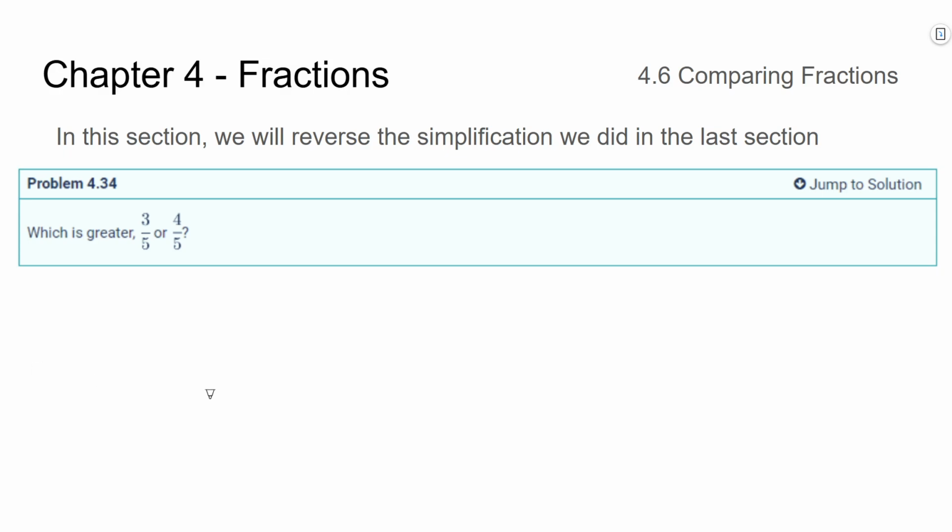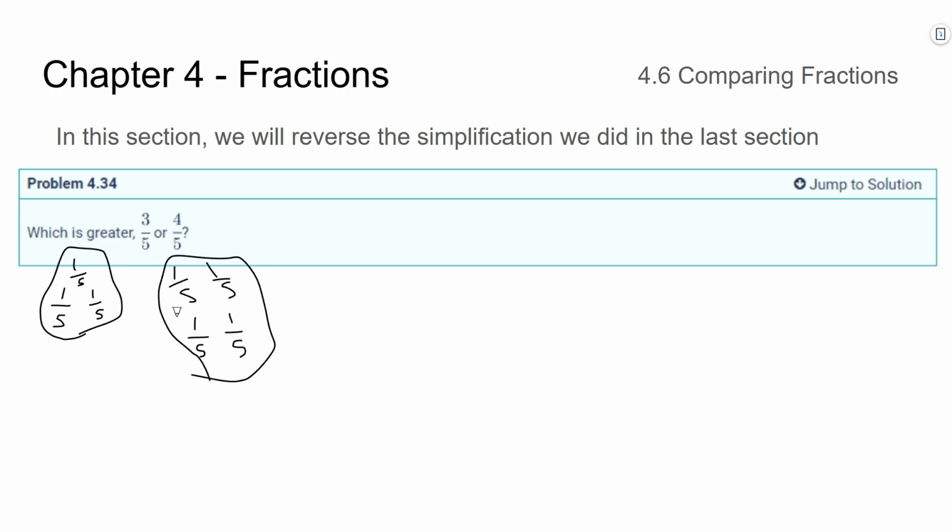So which is greater, 3/5 or 4/5? You probably already know the answer to this, but if you think of a fifth just as like a baseball, like an object, if you have 3 of something or 4 of something, which one's bigger? Obviously the 4 of something. Because we have 3 of 1/5: we have a 1/5 here, a 1/5 here, a 1/5 here. We have 3 1/5s. And over here we have 1/5, 1/5, 1/5, and 1/5. We have 4 1/5s. So of course this one is greater right here.